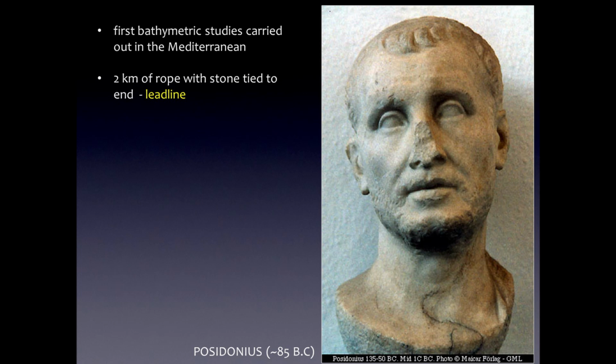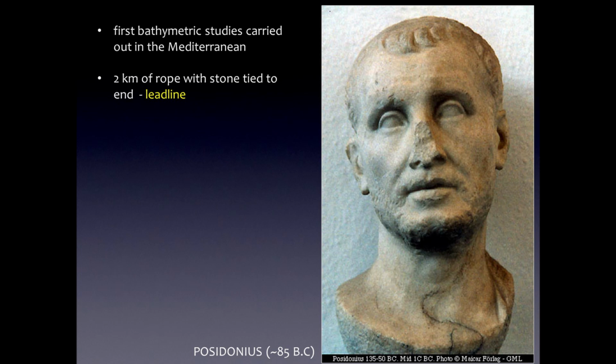We see that Posidonius, back in 85 BC, carried out some of the first bathymetric studies along the Mediterranean Sea. What he basically did is he took a rope with a stone tied to the end of it. He had roughly 2 kilometers of rope. This is called a lead line. He went out in a boat, dropped it overboard, measured how much rope went out, and from that he could determine the depth at that point.